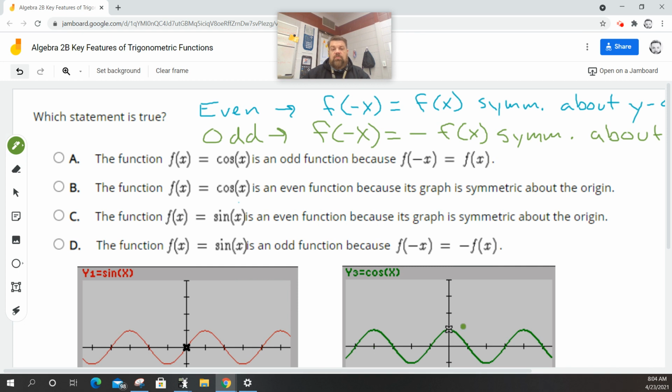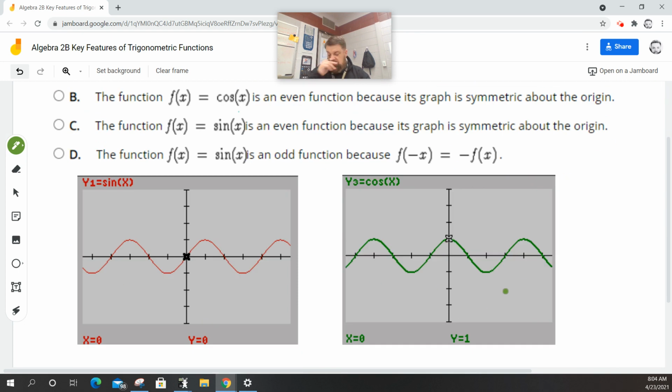So before I look at my options, cosine is even. And I'll show you why. First and foremost, if I draw a line down the y-axis, the left-hand side is identical to the right-hand side. It's a mirror image. It's symmetrical. So this one is even because it's symmetrical about y.